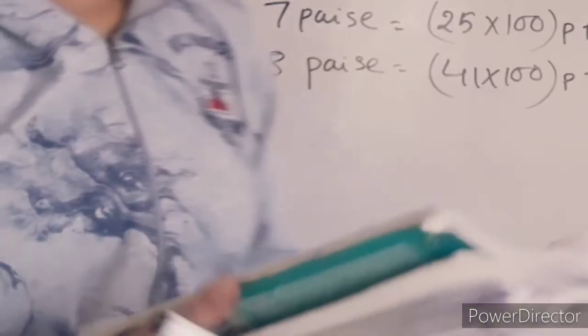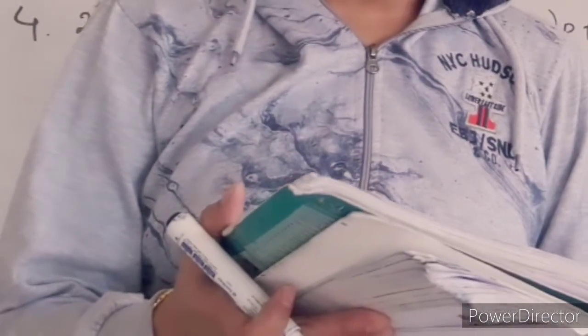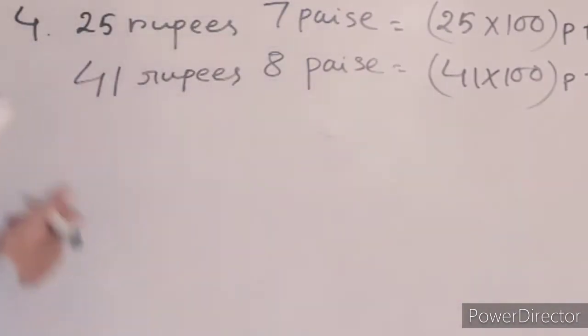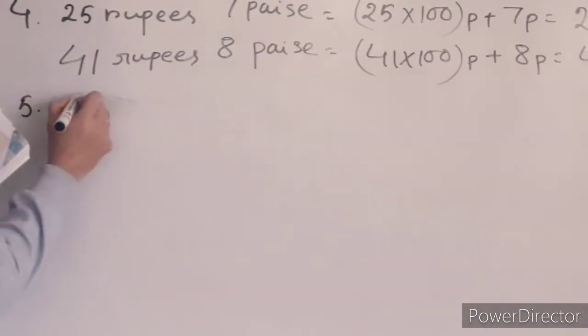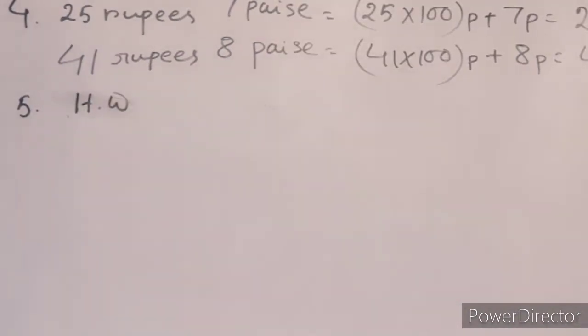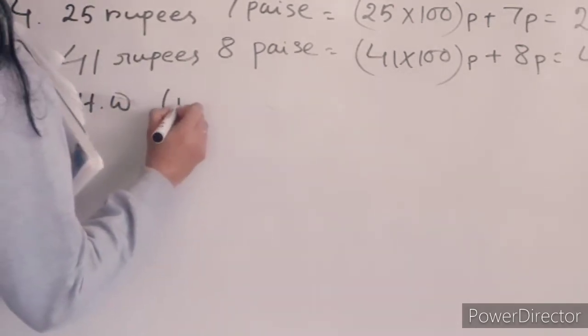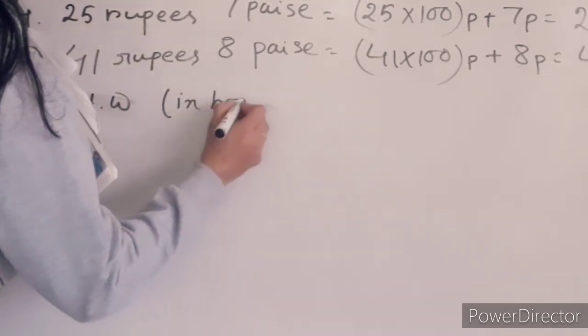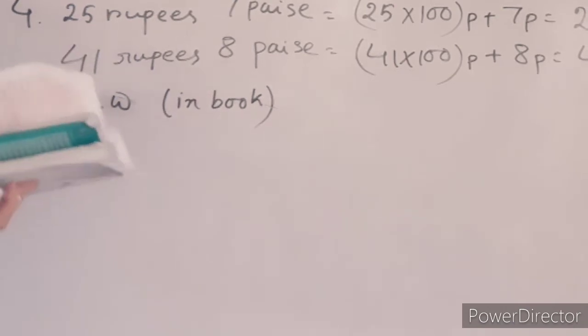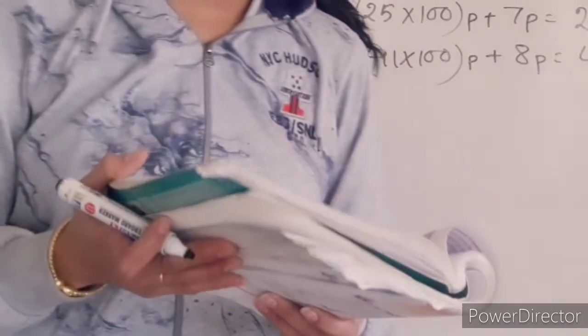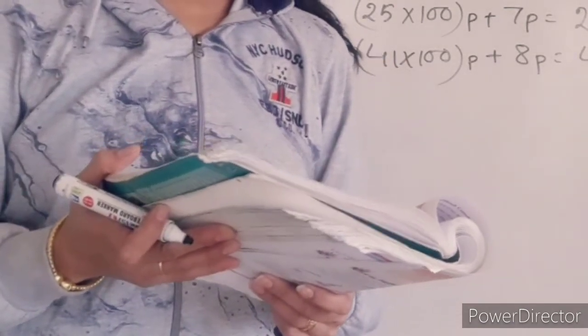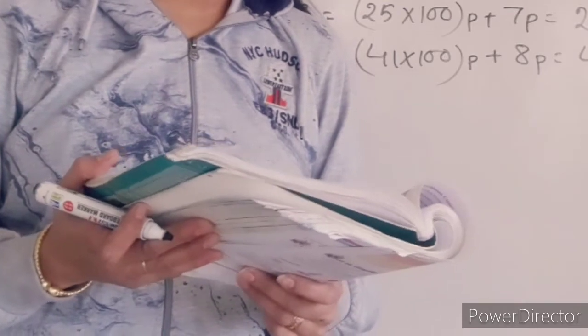Number 5, add the following amounts. Number 5 is homework, and you will solve this portion in your book. Question number 5 is your homework, and you will solve A, B and C in your book.